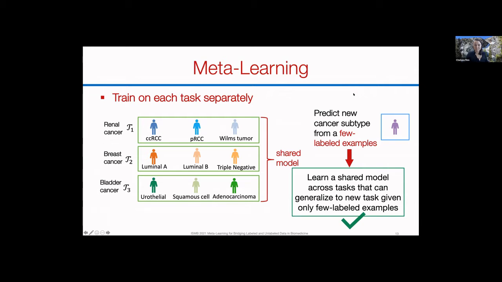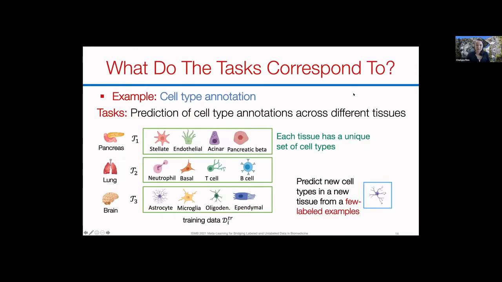As another example, we could also look at the problem of cell type annotation, where different tasks correspond to predicting the cell type annotations across different tissues. So different tasks correspond to different tissues. Our goal is then to predict new cell types in a new tissue from a few labeled examples.